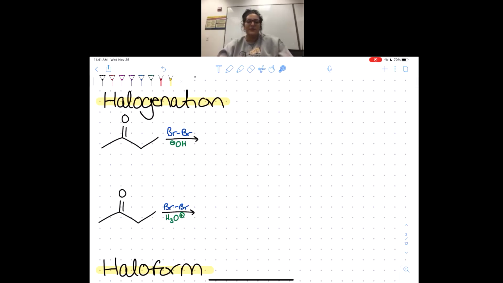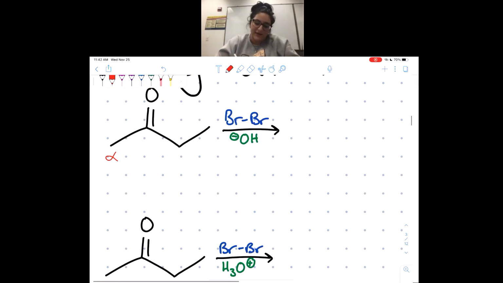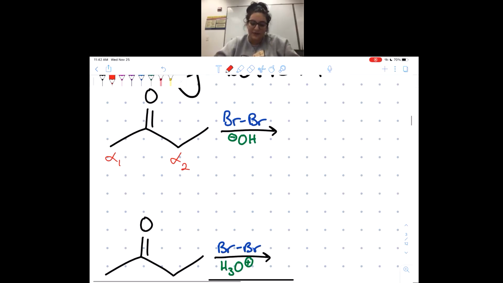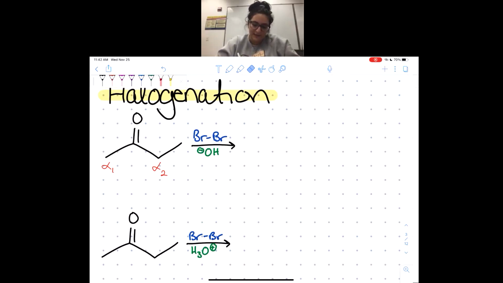So from what we've been doing in this chapter, specifically, where do you think we're going to add a halogen? The alpha position. Sweet. Okay, so we've already talked about this a couple times, but do we think alpha 1 or alpha 2 is going to win? Which position are we going to use? Alpha 2, sweet. Okay, I think so too.